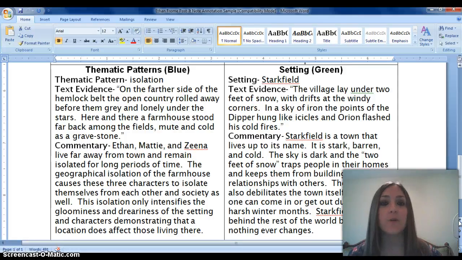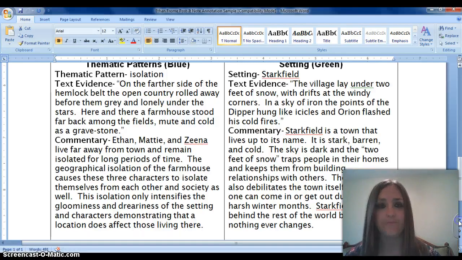The text evidence: "On the farther side of the hemlock belt, the open country rolled away before them, gray and lonely under the stars. Here and there a farmhouse stood far back among the fields, mute and cold as a gravestone." Well, anytime I see anything about graves, death, I mean, those are all going to be dark images, things that might have other connotations or patterns connected to them. So this one's isolation.